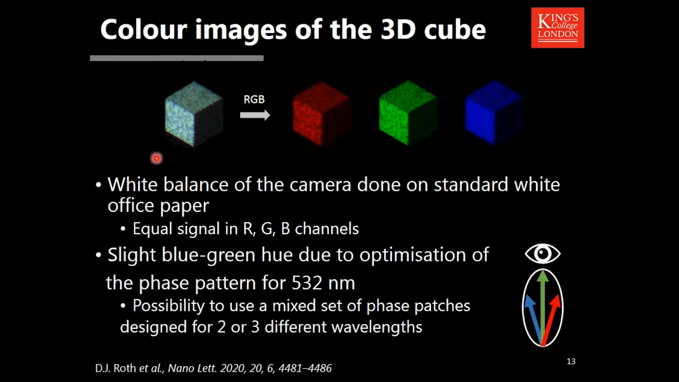And here you can see the image generated by our metasurface, which indeed contains signal in the 3 red, green and blue channels of our camera, which we calibrated first using white office paper and made sure we got equal signal in the 3 channels. However, you can still see that the metasurface shows a slight blue-green hue, and this is due to the fact that the metasurface was optimized for a wavelength of 532 nanometers. It is possible eventually to improve that using a mixed set of phase patches, which would be designed for 2 or 3 different wavelengths.